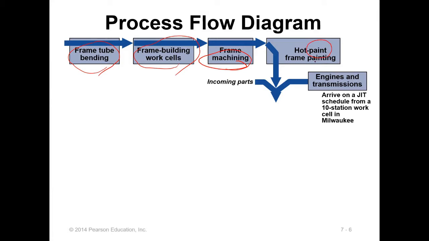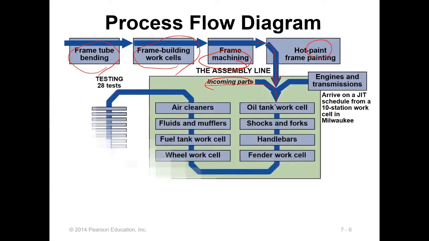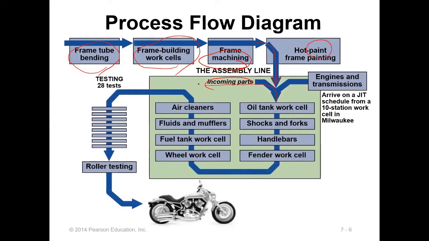Okay, this is painting, hot painting. So this goes here. So you see, follow the flow, follow the arrow. So this is another incoming part. So it will go to the assembly line. This is called the assembly line. Okay, this is the main factory. All these are probably done outside.